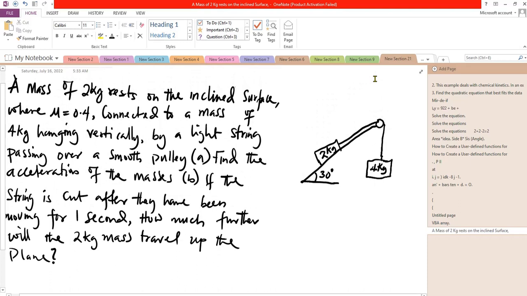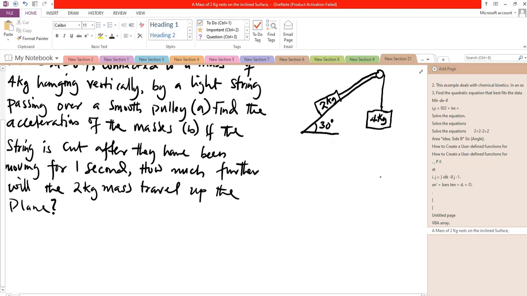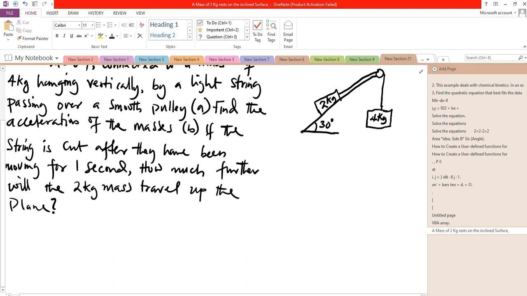Now, this is the problem. This is the figure. This is the 2 kg on the inclined plane. This is the mass, 4 kilograms. So now let's work this thing out. The way to do this, let's go down here. We'll draw a free body diagram of the masses.